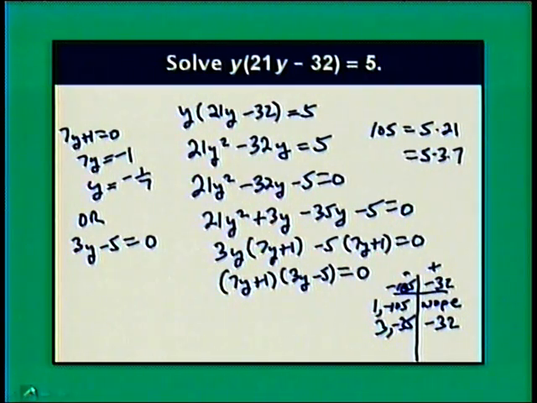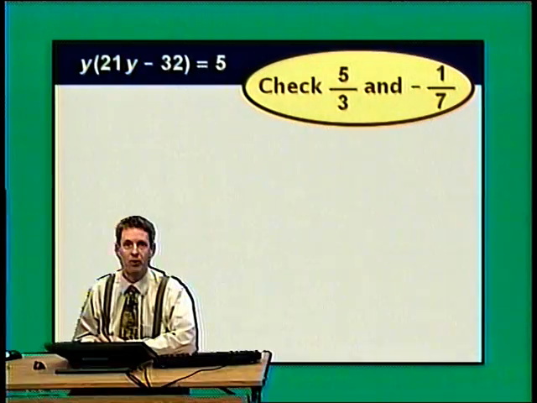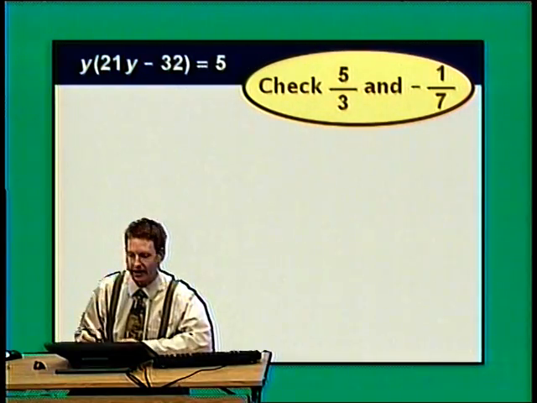If 3y minus 5 equals 0, 3y equals 5, so y has got to equal 5/3. So my proposed solutions are negative 1/7 and 5/3. But you know what I need to do with those. I need to check my proposed solutions. So let's do some checking.